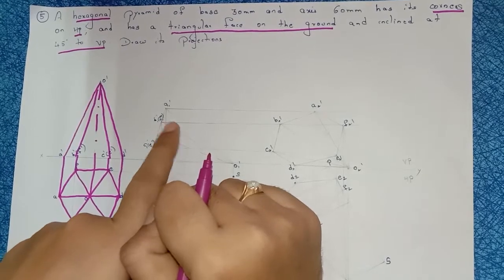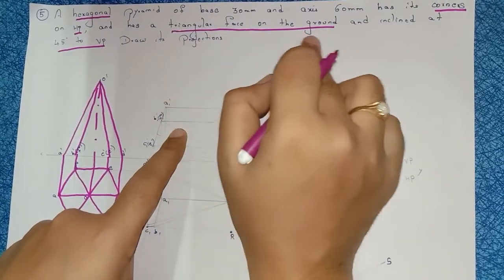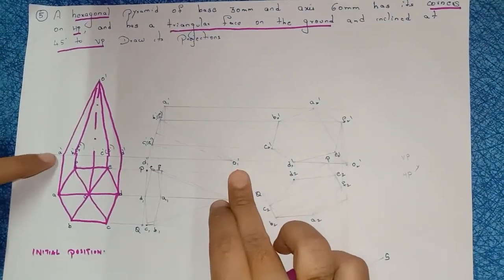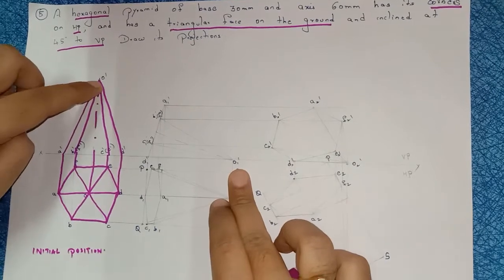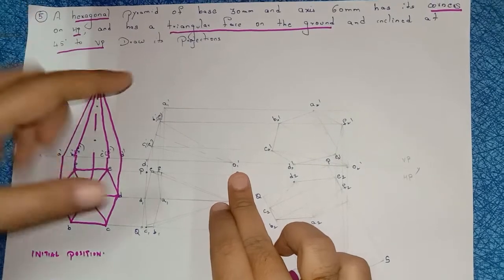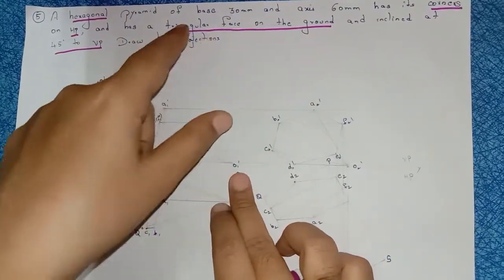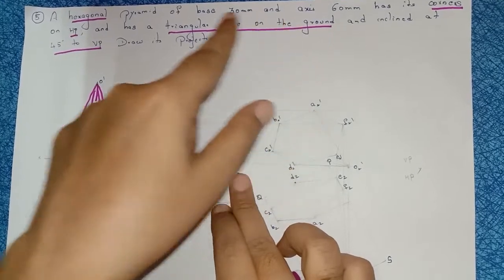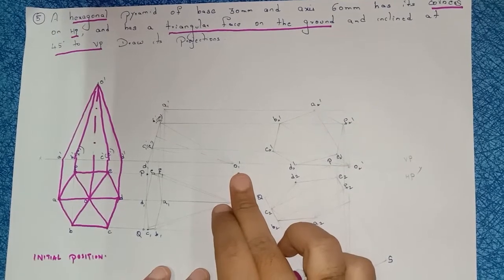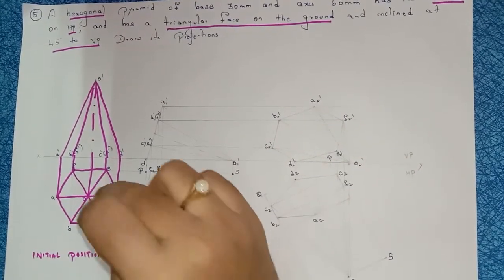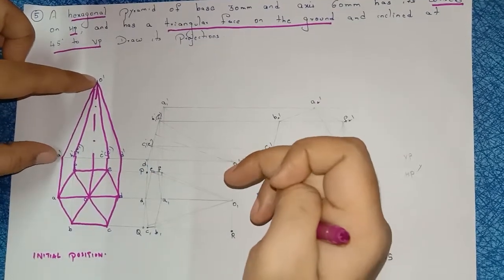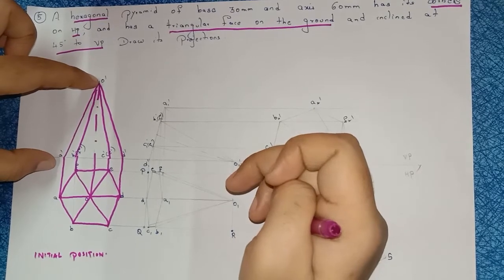You have to construct the third step here. What is the condition? Triangular face on the ground. So what are the triangular faces here? O dash to A dash is a triangular face. O dash to D dash is a triangular face. These are called faces. What they mentioned: triangular face on the ground, on HP. On HP means you have to construct the line on the reference line. So take any one of the faces, either O dash to D dash or O dash to A dash. Take any one of the lengths.